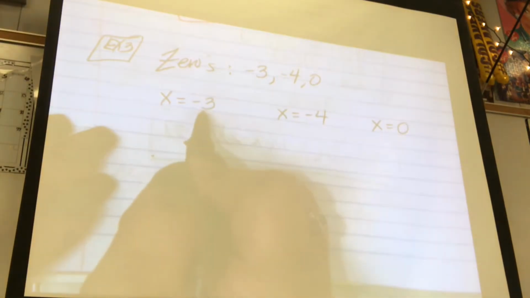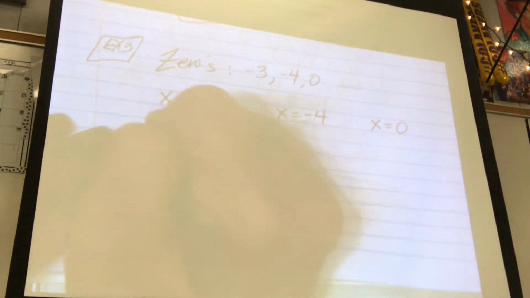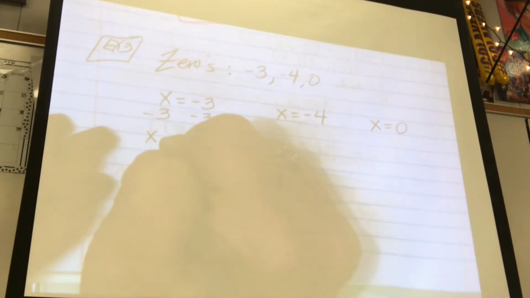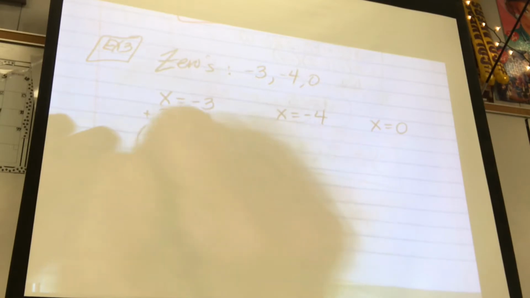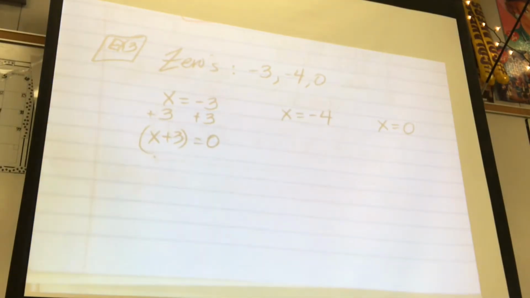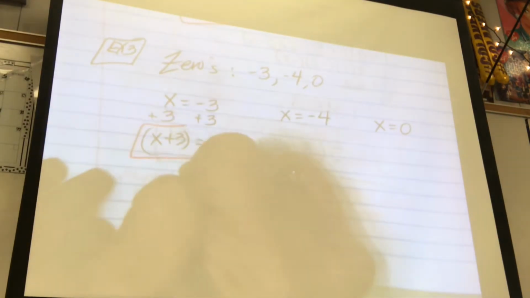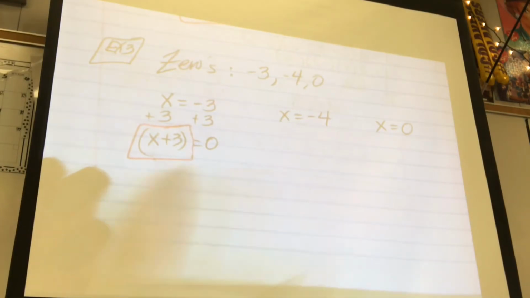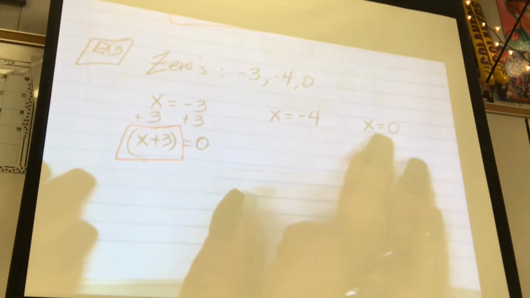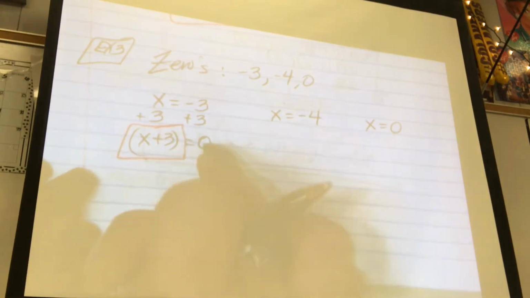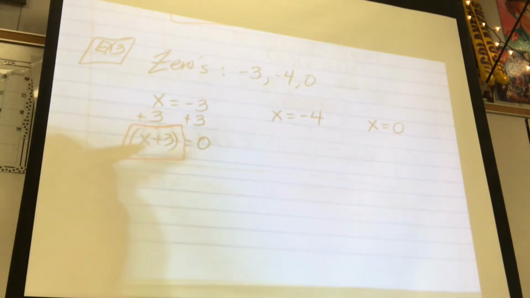Lauren, help me out. What does my binomial say before it said x equals -3? If I subtract 3 on both sides, what do I get? I'm sorry, add 3. What do I get? x plus 3 equals 0, which is what I want. So my binomial is x plus 3 because it equals 0. That's my zero. It already says equals 0, so I'm ready. x plus 3.